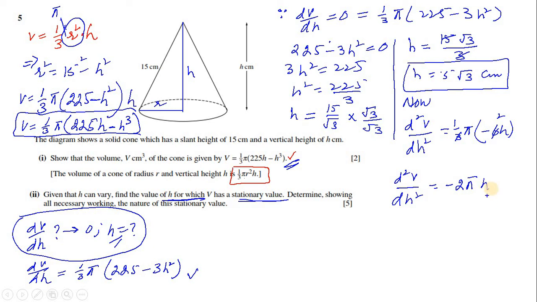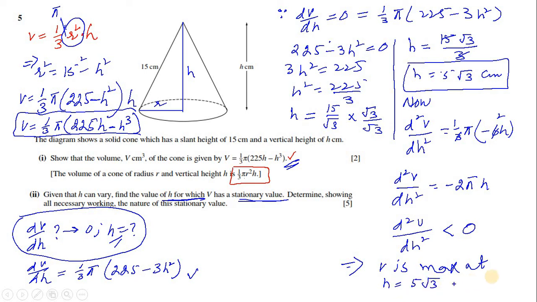Clearly, whatever the value of h is, because h is positive, this is a height, h is always positive. That means d2V by dh squared is negative. That implies that V is a maximum at h equal to 5 root 3. So this is the nature of the value of h.